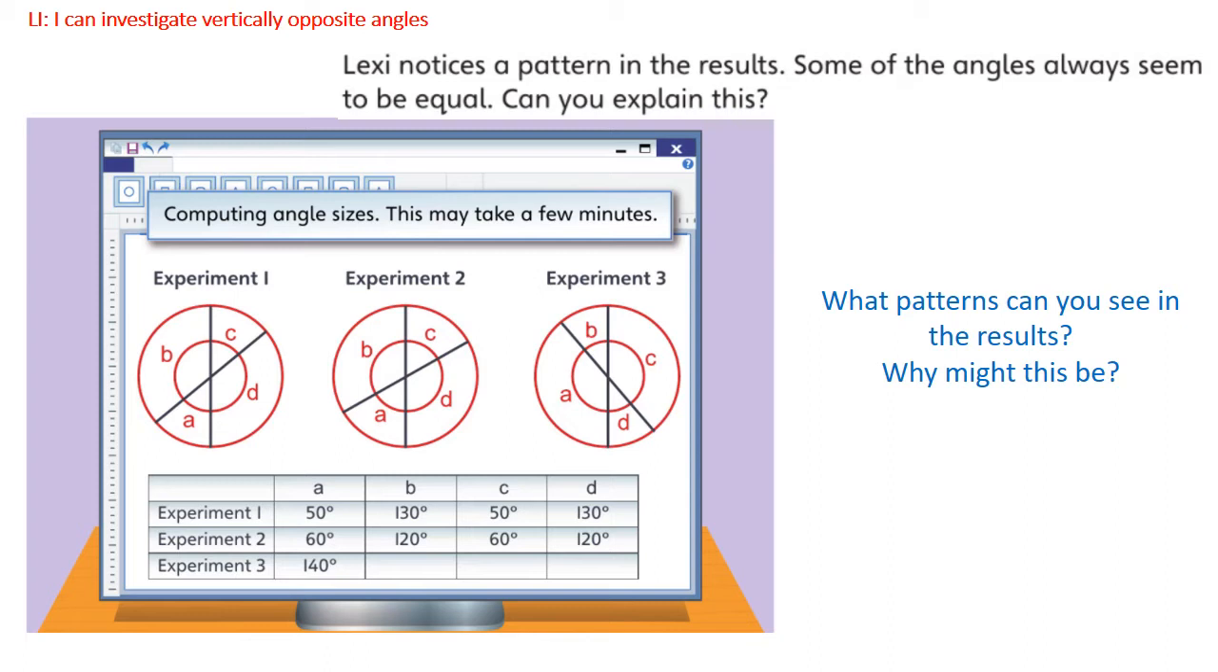So we've got A and C are equal, but also B and D are equal. On experiment 2, A and C are equal, B and D are equal. What did we work out in experiment 3? We worked out, didn't we, that A and C were equal and B and D were equal.